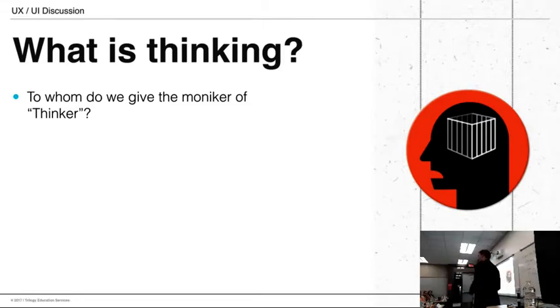Who do we give the moniker of thinker? Dreamers, philosophers. That guy's got his head in the clouds. He's a thinker, just dreaming up things. Philosophers, right? Why do we give a philosopher the thinking moniker? Because they come up with ideas that were not thought of before.